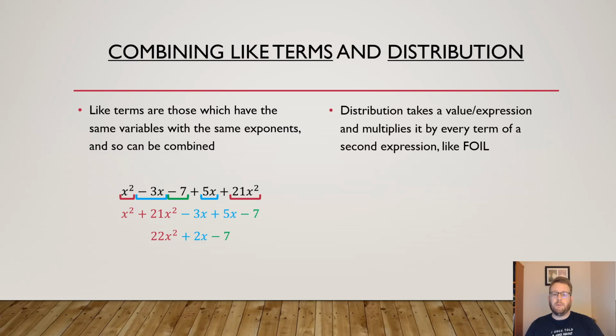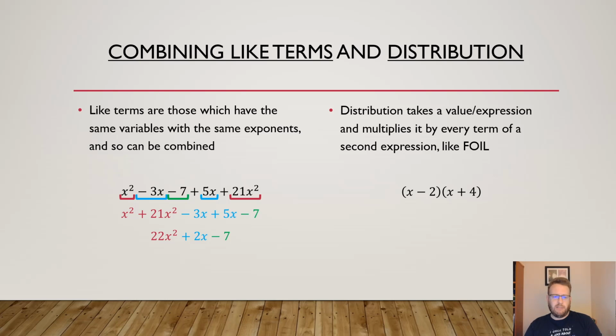Distribution is going to be what happens when we take a value or expression and multiply it by every term in a second expression. And you may be familiar with the FOIL process. Well, FOIL is really just a version of distribution. And you may notice that what we do here in a second is going to be a FOIL pattern. So for example, let's say we have two binomials that are being multiplied together.